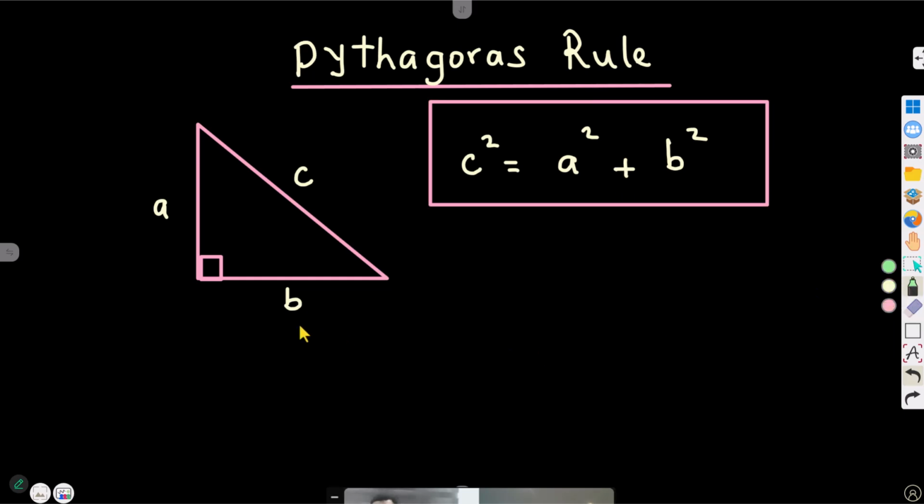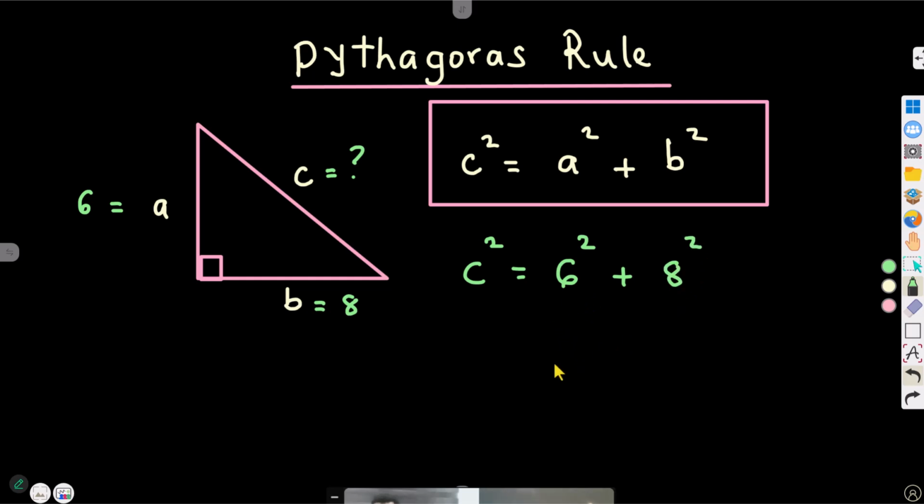Everything you do on the Pythagoras theorem boils down to understanding this. That would mean that, for example, if A is 6 and B is equal to 8, and you want to work out the length of C, then it's going to look like this. C squared is equal to A squared, and A here is 6, plus B squared, 8 squared.